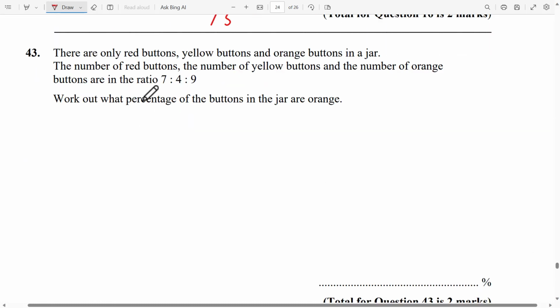There are only red buttons, yellow buttons, and orange buttons in a jar. Okay? And the numbers of red, yellow, and orange buttons are in the ratio 7 to 4 to 9. So we want to work out the percentage of buttons that are orange.